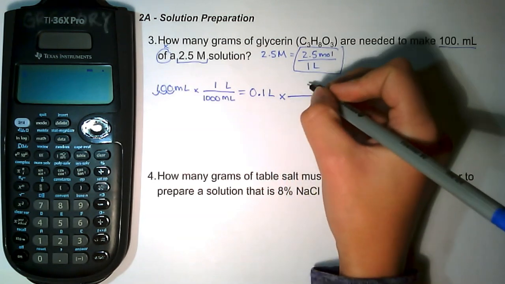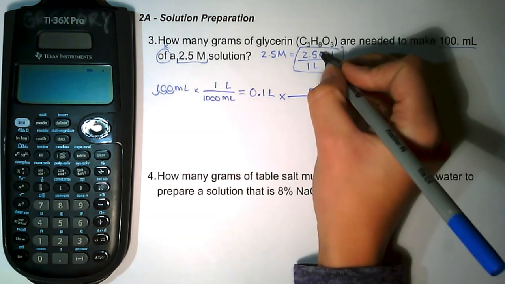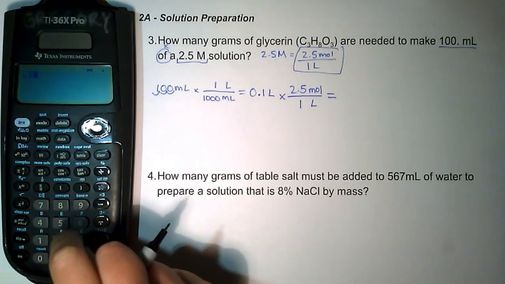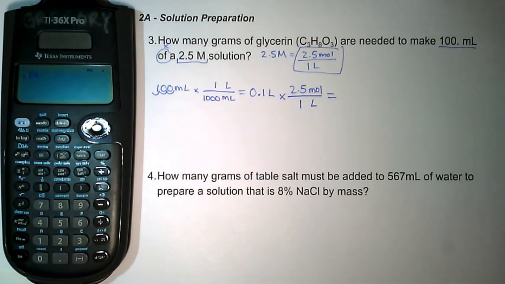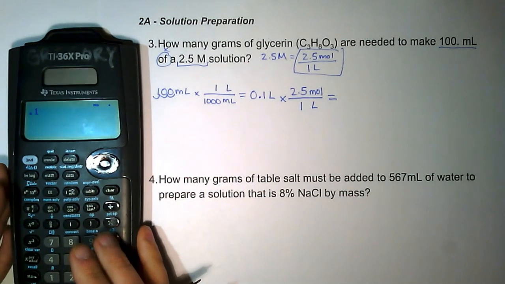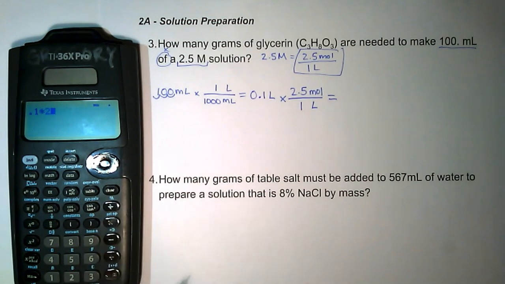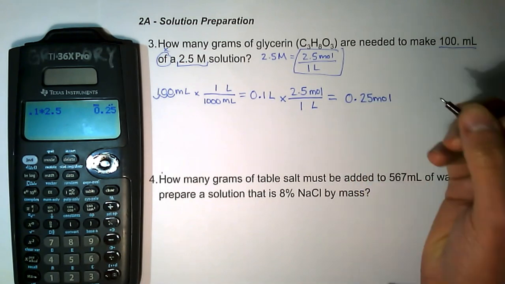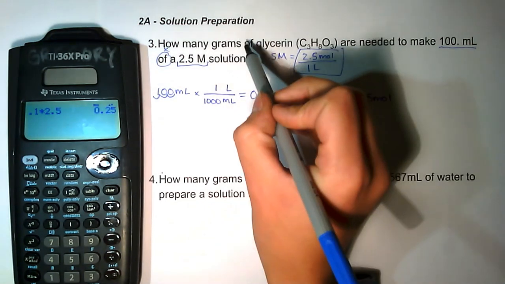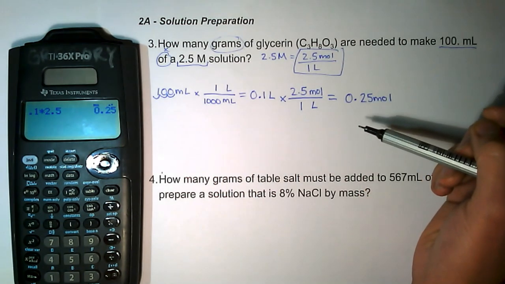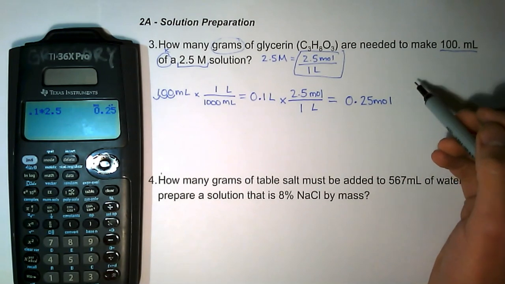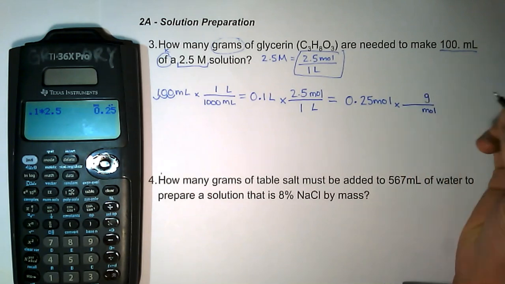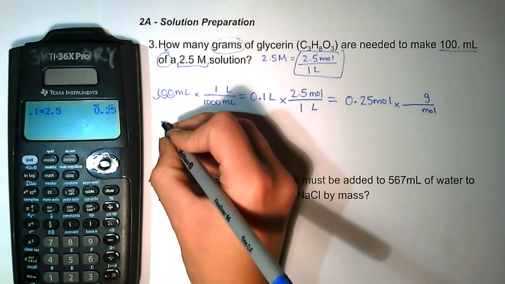So liters goes on bottom, we want moles to go on top, so we put 2.5 moles per every 1 liter. So let's see, 0.1 times 2.5, which gives us 0.25 moles. And now, of course, we need to figure out how many grams we need because we don't have any sort of device that can measure out moles for us. And so to measure this out, we need a number of grams. So we're going to convert moles to grams using the molar mass of C3H8O3, which we need to calculate.